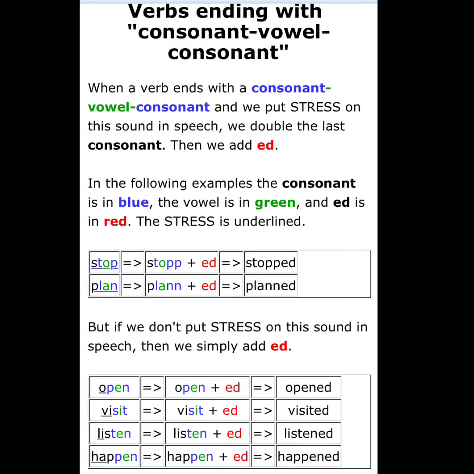Okay, so like all rules, there's always exceptions. So I found this, which might help some of your parents explain. And it's verbs ending in a consonant-vowel-consonant. So we have our rule, which is adding the extra consonant in. But this is all about where we stress the sound of the word.